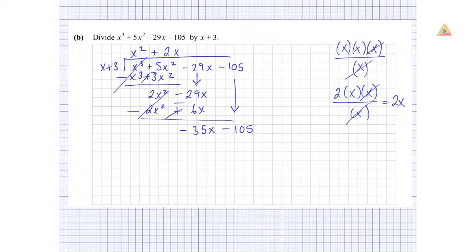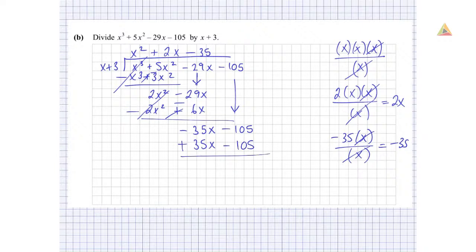And the last thing then, x into minus 35x. So minus 35x divided by x. They cancel, you're left with minus 35. So that goes up here. So the last thing then we need to do is multiply x by minus 35, which gives you minus 35x, and 3 by minus 35, which gives you minus 105. And the last thing we do is change the signs. So that becomes positive, and that also becomes positive. You end up with 0. If you end up with 0 at the end, you know that you're correct. So the answer there is x squared plus 2x minus 35.